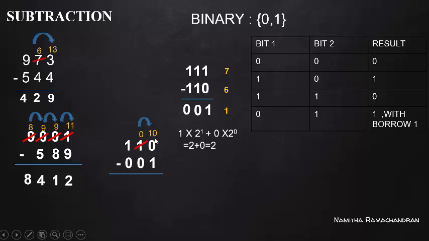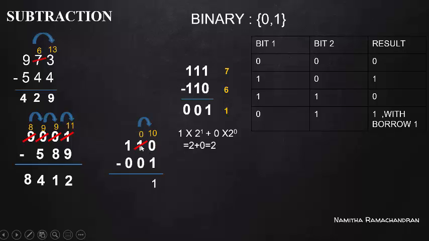Why? Because the positional value now is the borrowed 1 into 2 to the power 1 plus the value present here, it is 0 into 2 to the power 0. That is 2 plus 0 is 2 in decimal. The binary equivalent of this 2 is 10. Okay, that is why 10 here. So 2 minus 1 is 1 here.